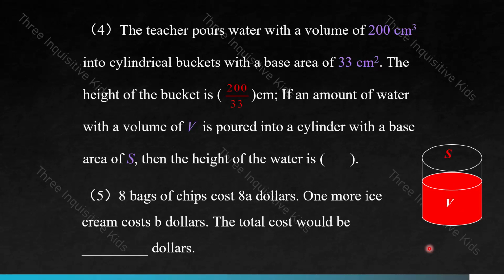So the first one is just using the volume formula for cylinders. The first blank should have been 200 over 33, and the second one should have been V divided by S. Now since it's 8 bags of chips plus 1 ice cream, that would be 8A plus B dollars.